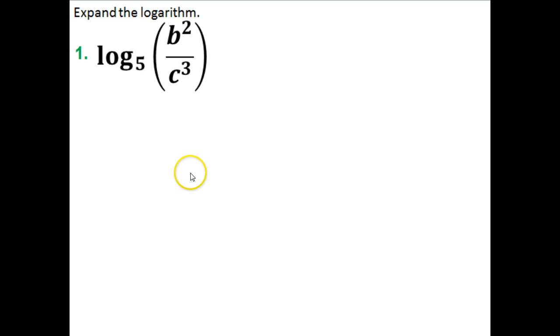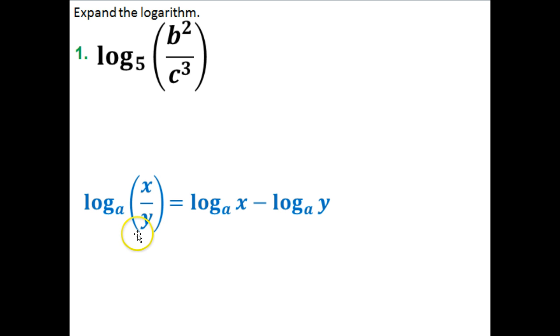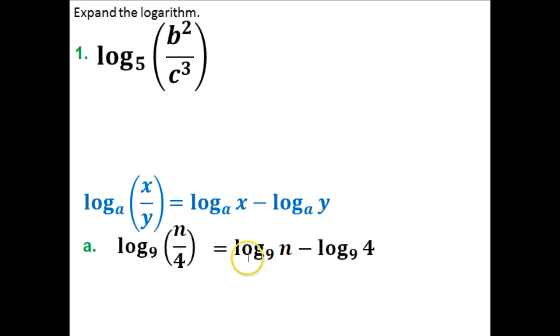So let's look at what the rule is that applies here first. This one states that if it's division, if we have an x divided by a y, we're going to rewrite it or expand it in such a way that it's log base a of x minus log base a of y. Okay, and let's look at an example here. If I have log base 9 of n divided by 4, I can rewrite that as, notice how both of these are log base 9, log base 9 of n minus log base 9 of 4. Okay, these are equivalent values. This one is in expanded form and this one is in what we call condensed form.